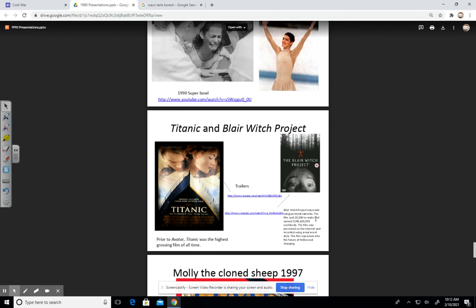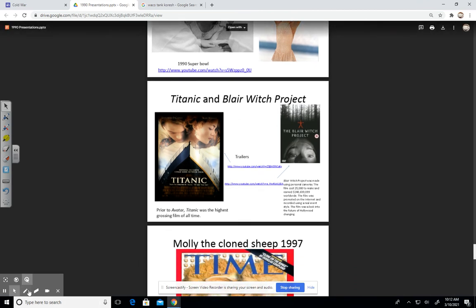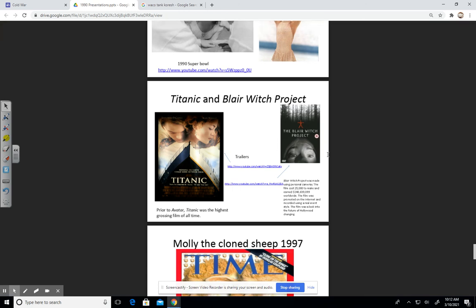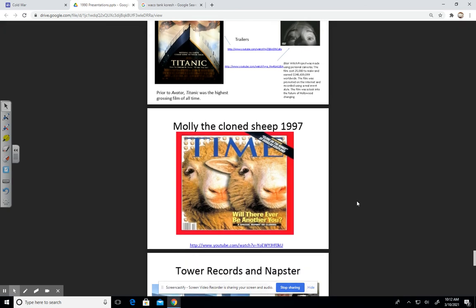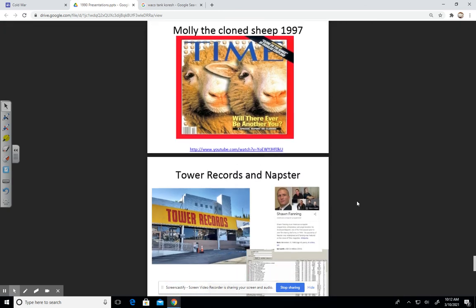We see some movies, Titanic and the Blair Witch. The Blair Witch, which was shot in kind of a real-time method, changed cinema by using real-life footage to try to project an image in the film that this is actual footage of an individual. So the Blair Witch Project, Titanic, one of the highest grossing films. We have the cloning of a sheep.